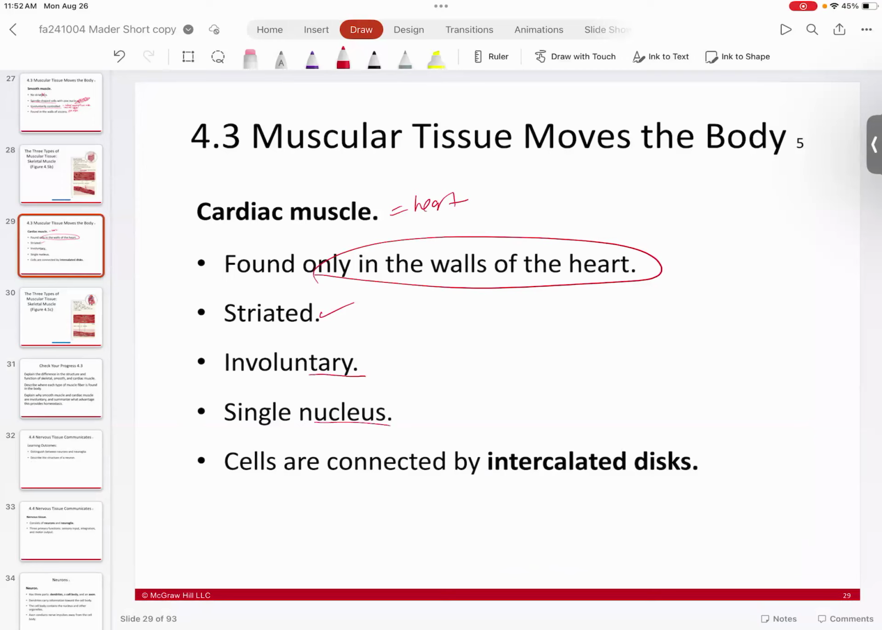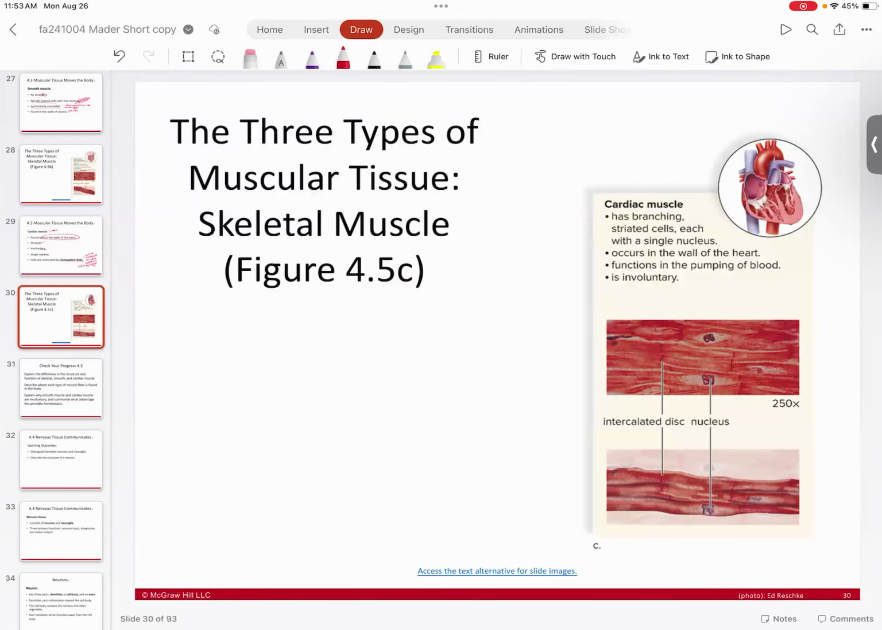Generally speaking, the cells themselves are connected by intercalated discs, which basically mark the boundary of one cell to another and are full of gap junctions. Those are little channels that connect one cell to another. That's kind of what it looks like.